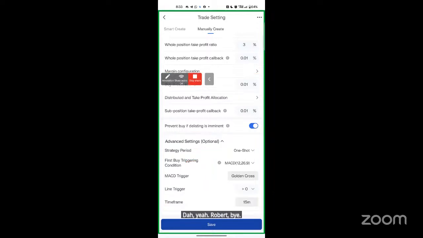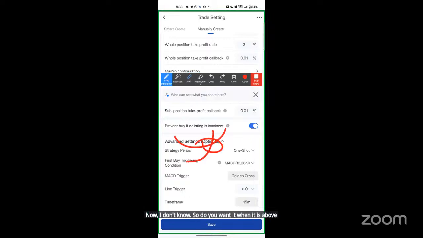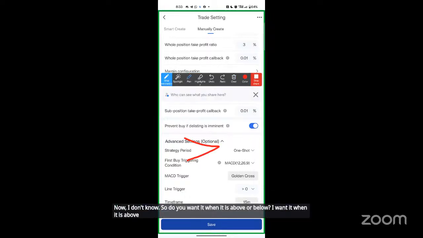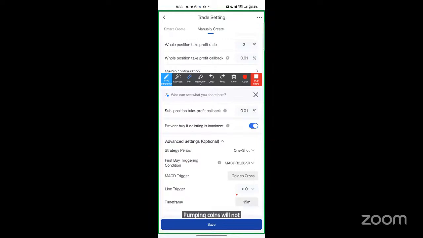Now, I don't know. So do you want it when it is above or below? I want it when it is above because this is a pumping coin. Pumping coins will not make the crossover below. So make the crossover above. The crossover you want to join when the crossover is above 0. So this is greater than 0. Save.